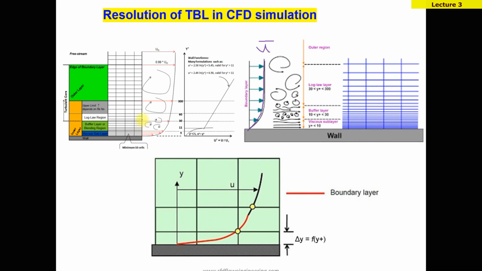To capture it, we require a very fine mesh so that this very steep velocity gradient can be captured. Please note that this should be captured. For the viscous sublayer, y plus should be less than 10, or less than 5 is recommended. 10 to 30 is for the buffer layer, and y plus between 30 and 300 is the log layer.